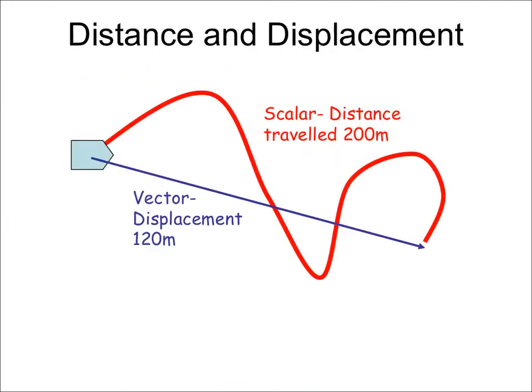Here's another pair of examples. Distance, the distance between 2 points, or the distance travelled, and the displacement, what you end up further apart. The red line represents the scalar distance you travelled along the road, whereas the blue line represents the vector displacement from one place to another.